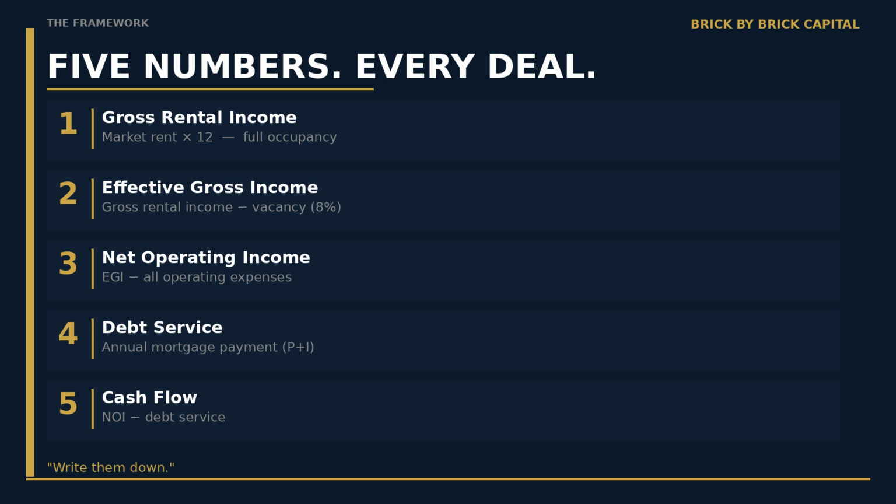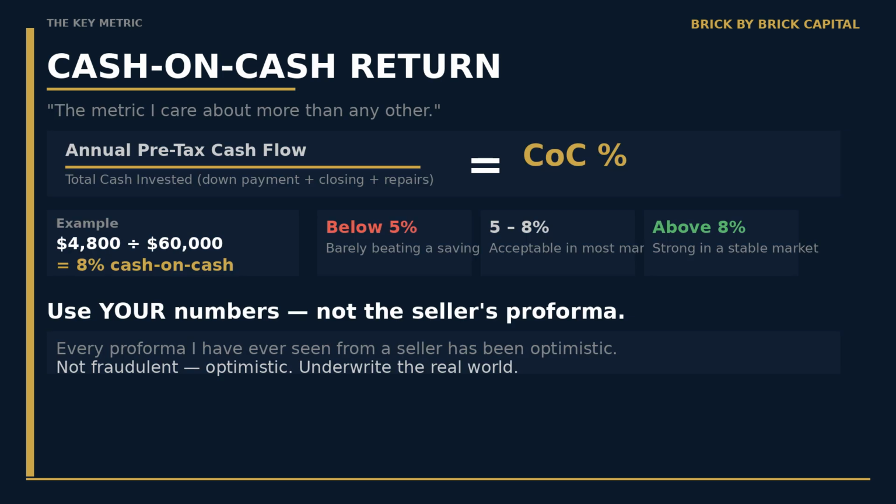Now that you have your 5 numbers, you can calculate the metric that actually tells you whether a deal is worth your capital. Cash on cash return. This is the metric I care about more than any other on a leveraged residential deal. Here's the formula. Annual pre-tax cash flow divided by total cash invested. So if your property generates $400 per month in cash flow, that's $4,800 per year. If you put down $60,000 to buy it, down payment, closing costs, any immediate repairs, your cash on cash return is $4,800 divided by $60,000. That's 8%.